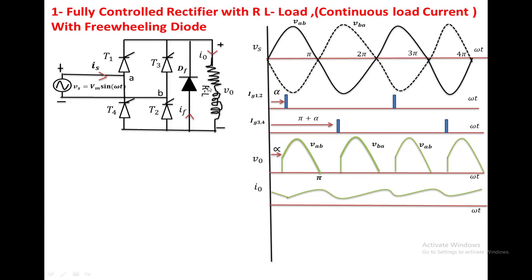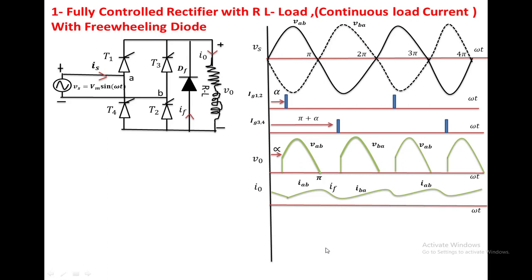The freewheeling action will take place from pi to pi plus alpha, 2 pi to 2 pi plus alpha, 3 pi to 3 pi plus alpha. So in this interval, the load current also will decrease from the maximum value to the minimum value, but it should not come to 0 because we have taken the load current as a continuous load current.